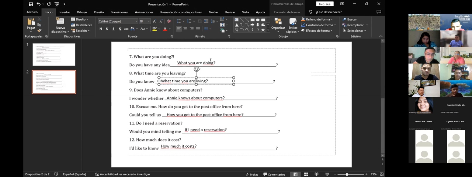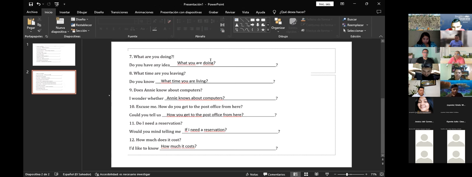Okay. Number nine, does anyone know about computers? I wonder whether anyone knows about computers. Number 10, excuse me, how do you get to the post office from here? Excellent. Could you tell me how you get to the post office from here?